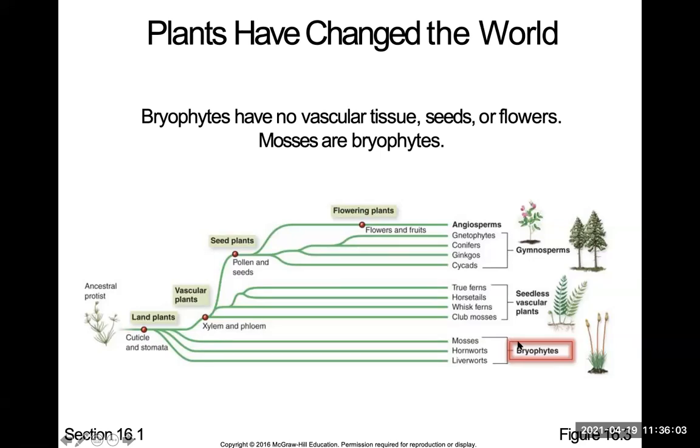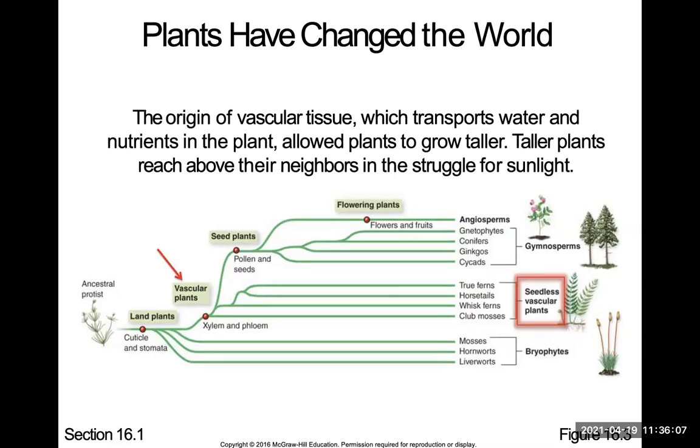These bryophytes don't have seeds or vascular tissue. Then the seedless vascular plants have vascular tissue that can transport water and nutrients in plants. And this vascular tissue can take water to higher heights, so it can grow tall. This cannot grow tall because there's no vascular tissue.